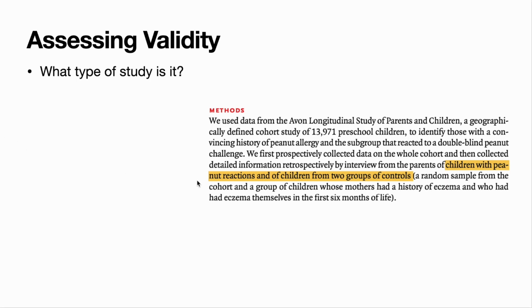We can see that they say we first prospectively collected data on the whole cohort and then collected detailed information retrospectively by interviews from the parents of children with peanut reactions and of children from two groups of controls. So don't get misled by the whole cohort and prospectively, retrospectively, because this is a case control study. You see that we have a group of children with peanut reactions, so those are our cases, and two groups of controls, okay?